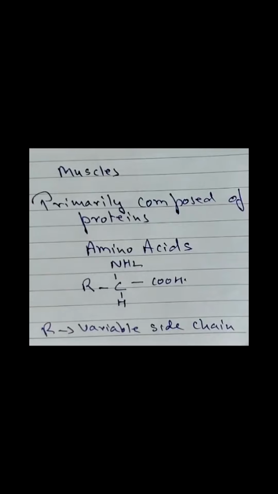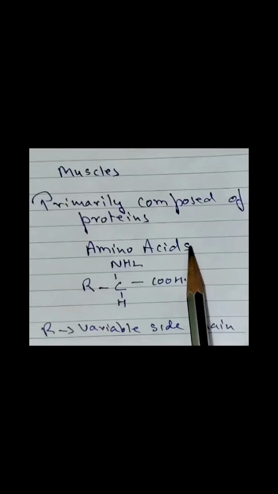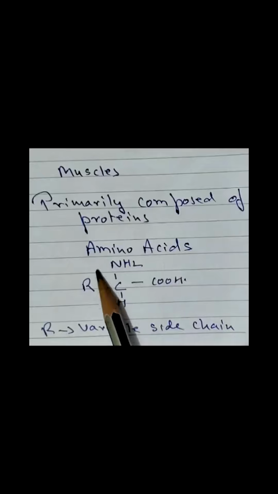Having understood fat, now let's understand muscles. Primarily, muscles are composed of proteins. Varieties of proteins are there. Now the basic unit of proteins is amino acids. You see, quite different is the structure, right? This has got NH2, RH and COOH. So muscles are made up of these basic units, and these are variable.